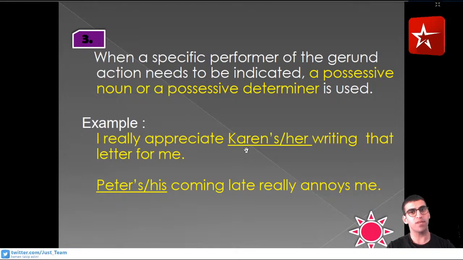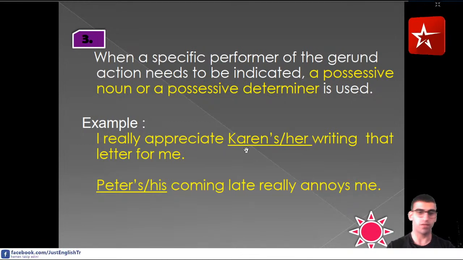When a specific performer of the gerund action needs to be indicated, a possessive noun or a possessive determiner is used. So, how can we use them? Example, I really appreciate Karen's writing or her writing that letter for me. Or Peter's coming late really annoys me. So also we can use gerund as a specific performer of the gerund action needs to be indicated, as you see here.